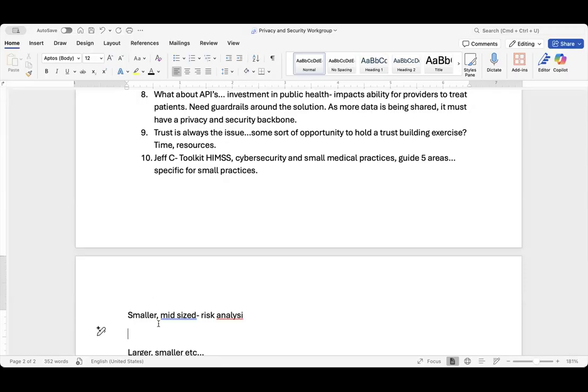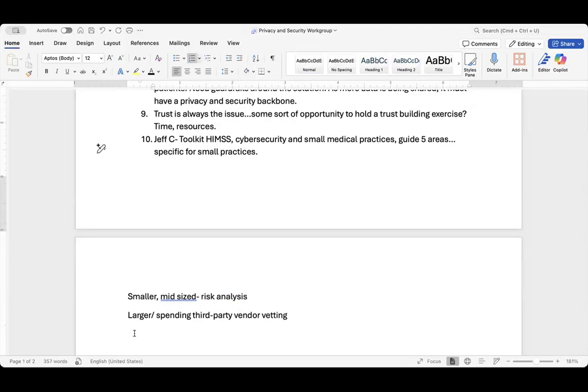and then also have a list, if you will, of other tools. All right, so I'm hearing smaller to mid-size, the issue is risk analysis. The larger organizations are spending a lot of time on, what do I say, third-party vendor vetting. We still can pull together a number of different suggestions, tools, a list of easy references, if you will. And again, we have to say who the right size is for.